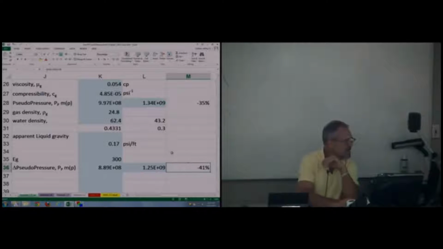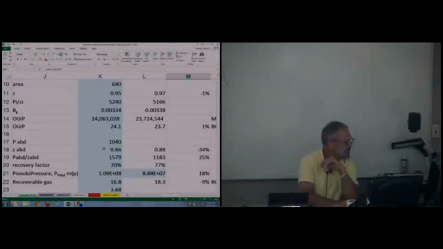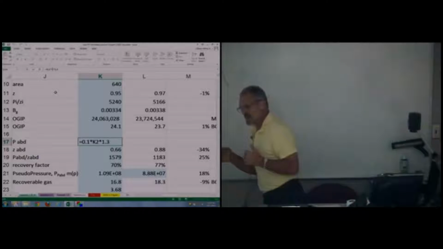We made a rough calculation of abandonment pressure at, what, 10% of the depth or something like that. Did we get a P at abandonment? I understood how to calculate it, but I mean conceptually. I guessed it. Okay, conceptually.